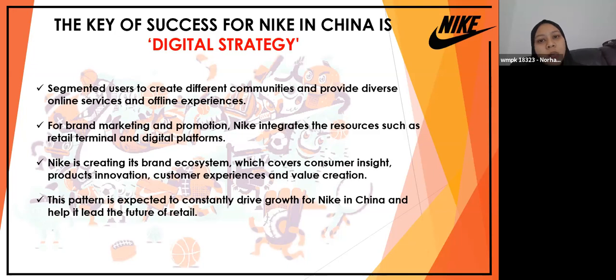bigger. Because sometimes, I think most Chinese citizens don't actually go into Nike's platform to search for the product that they want. So instead, Nike does it differently. They also approach the community via WeChat and some other marketing platforms.